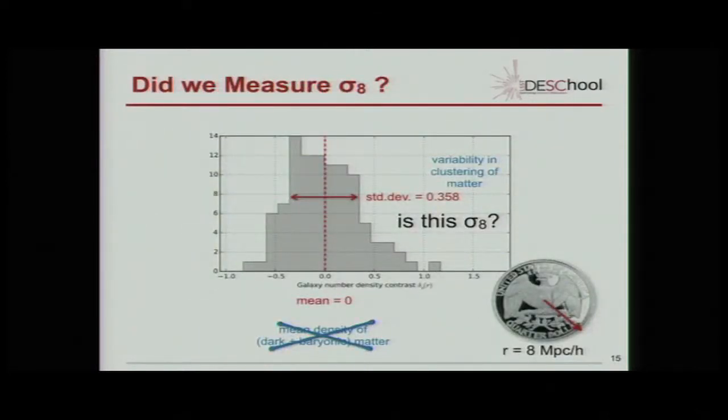So we measured something about the spread of this distribution. Is that related to sigma 8? Is that actually what we measured? Well, it could be, because I scaled that handout so that the radius of a quarter is exactly 8 megaparsecs over h.